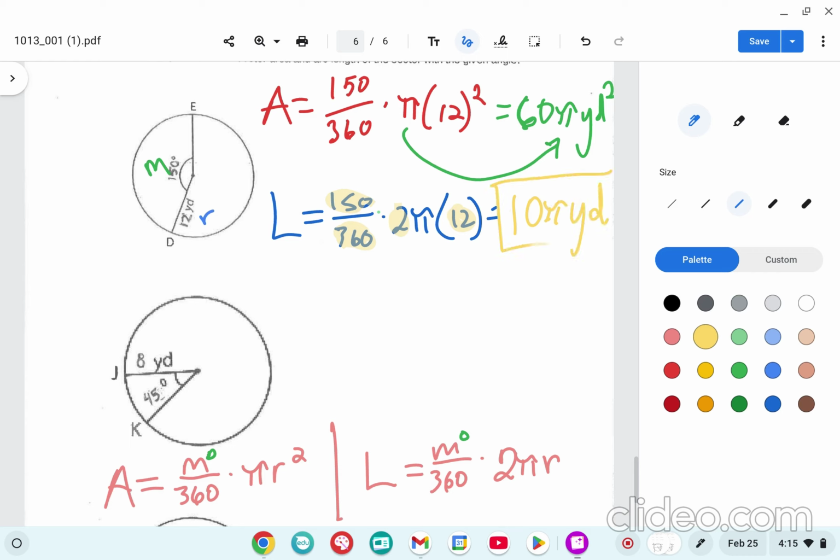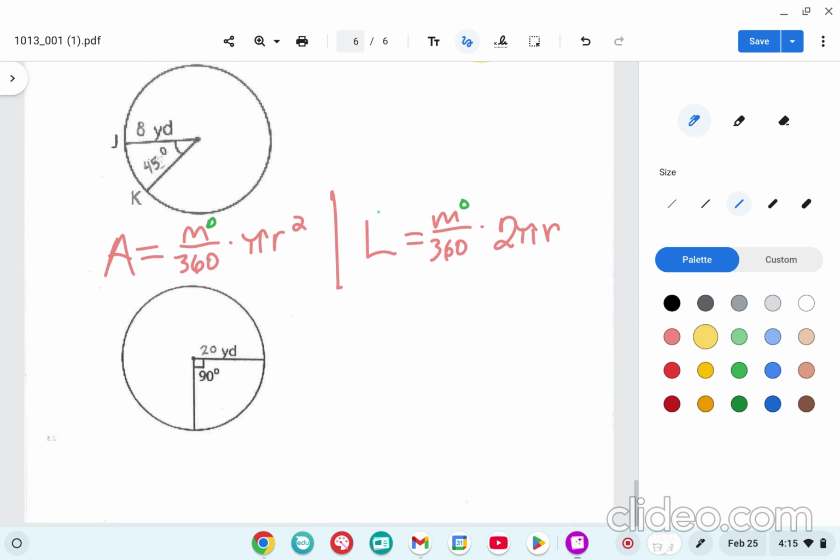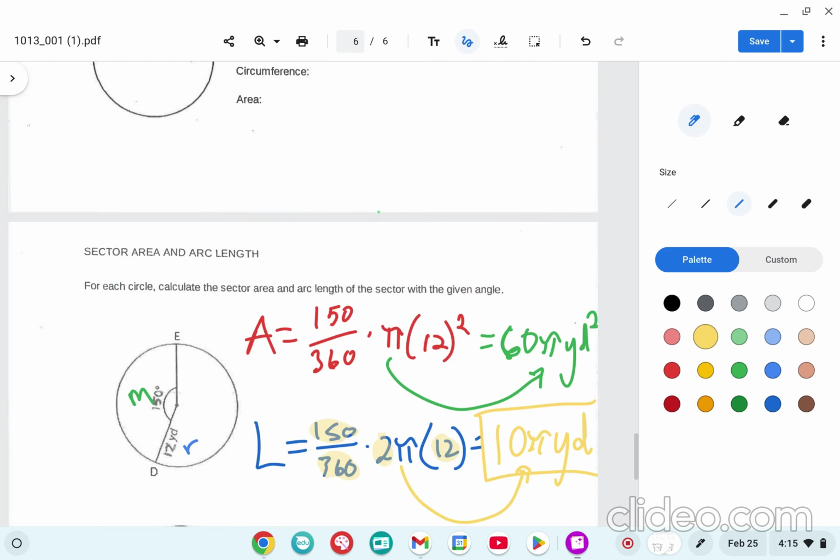That is it. The rest of these problems are for you to do. Most of this test is knowing how to identify the different parts of a circle. And then you have these two formulas. Don't forget, you get to use those formulas on the test. You also get to use the information about inscribed angles, central angles, and secant tangent angles.